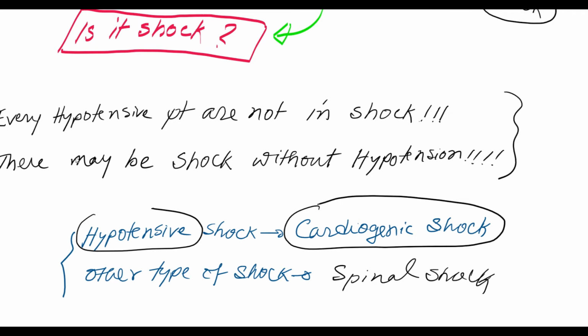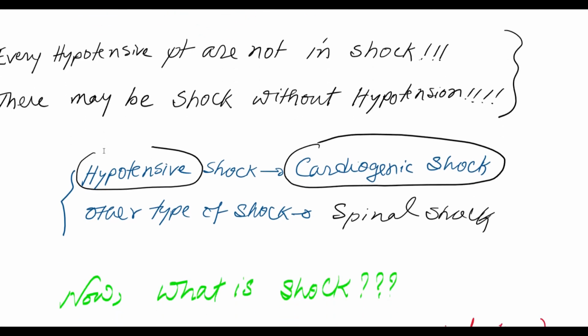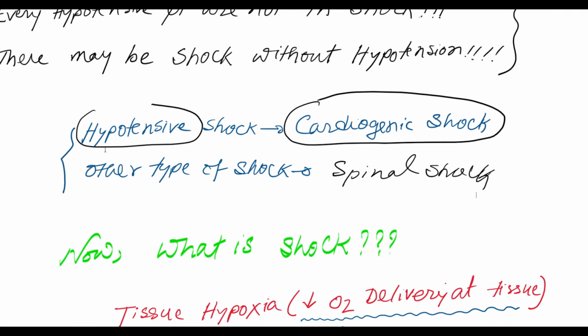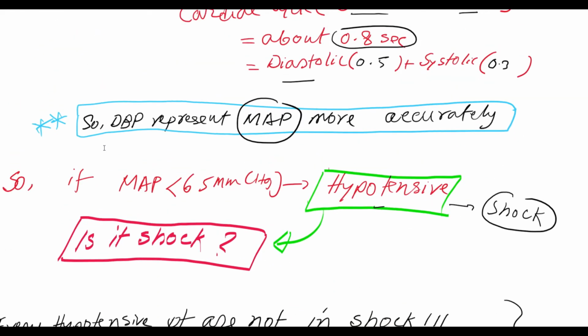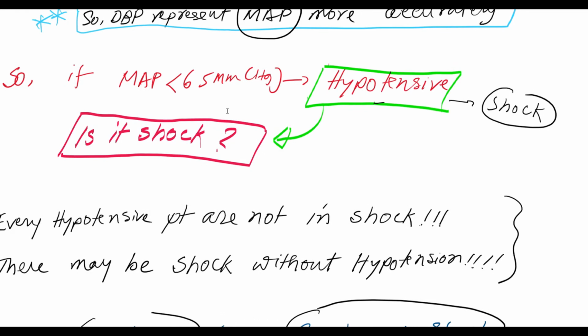So you have to think with your sound brain while you are working in your clinical ward. Now, the question is, the patient is hypotensive. We have decided that the patient is hypotensive because mean arterial pressure is less than 65. Now the question is, is the patient in a state of shock or not?